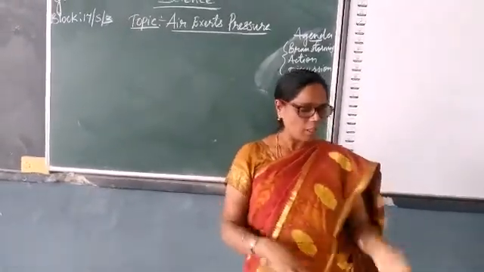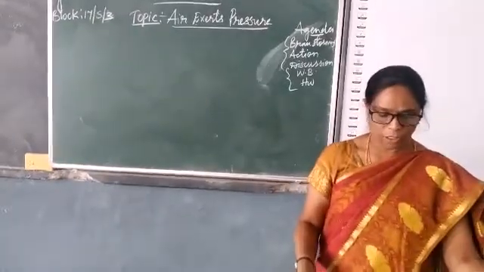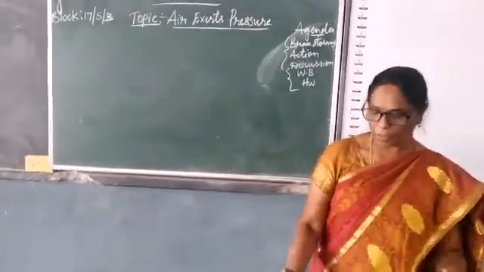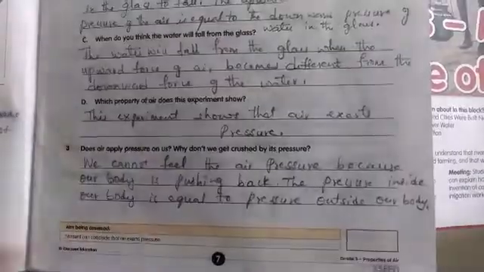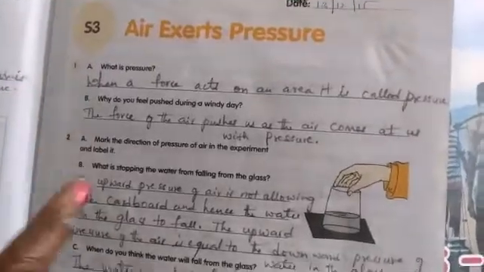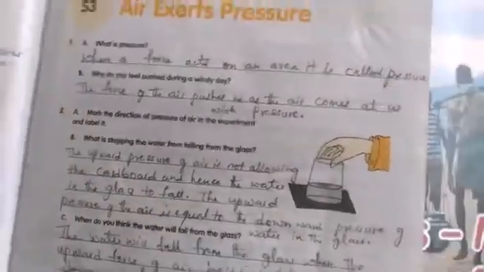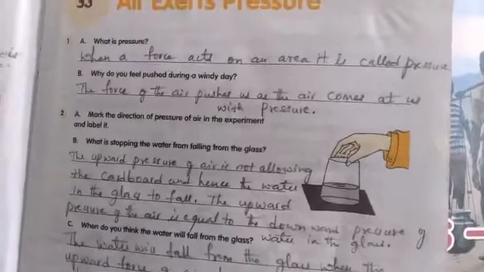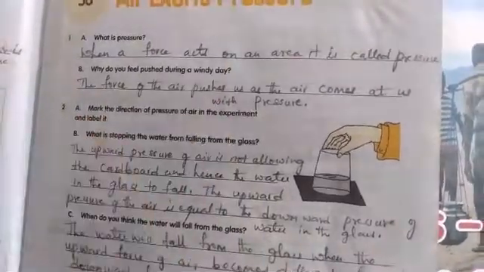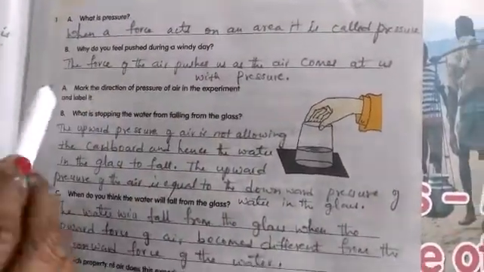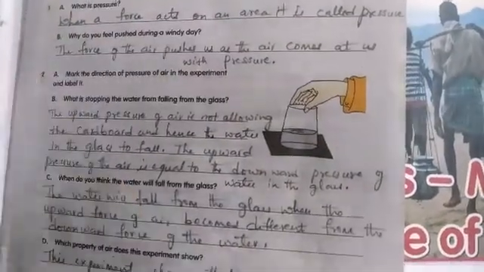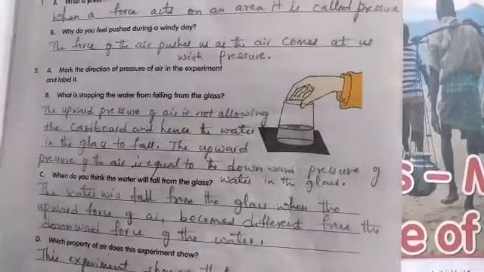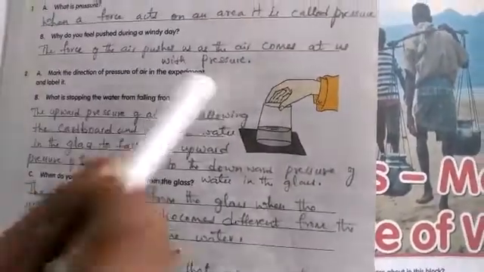This is the lesson. Now open your workbooks and complete the workbook. Volume 3, page number 7, S3. So what is pressure? When force acts on a given area, it is called pressure. Second one, why do you feel pushed on a windy day? The force of air pushes us as the air comes to us with pressure.